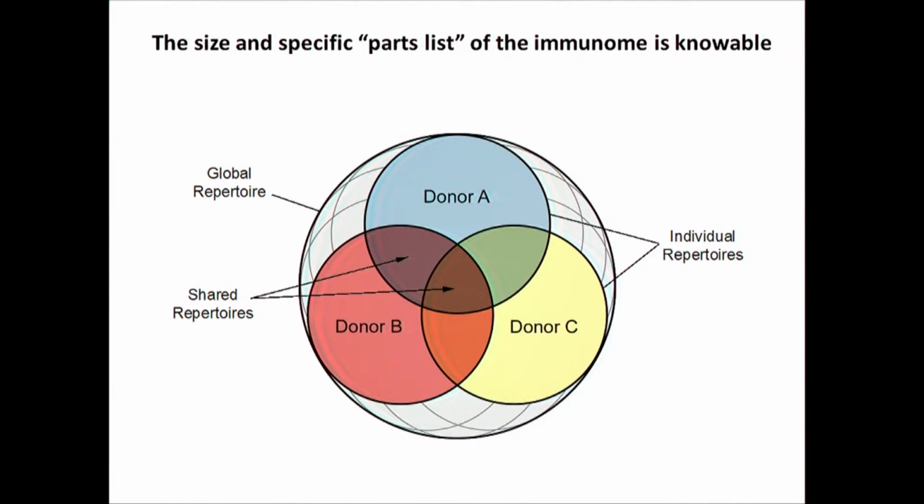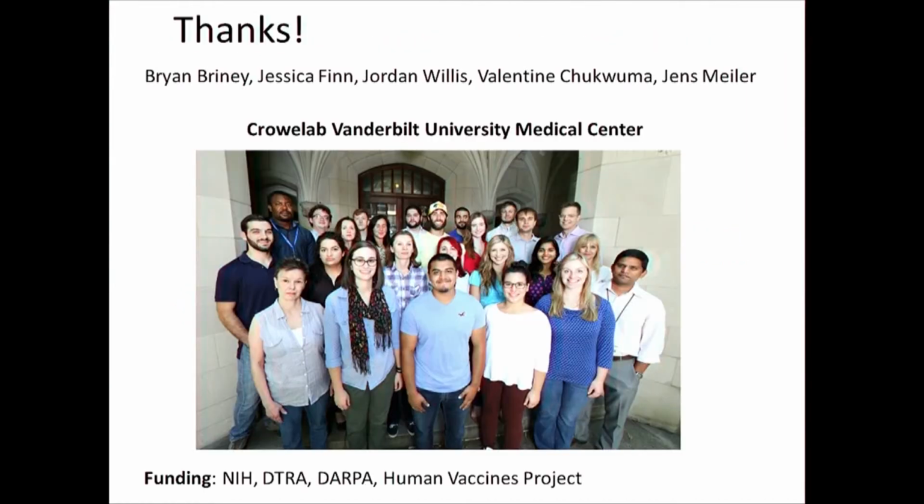And the idea is to do 1 donor, 2 donors, 1,000 donors, and eventually we think we should be able to collect the global repertoire. Lots of folks do this. These are the folks who did the data I showed you directly. This is my group, a very diverse group at Nashville, and the folks that give us money. So thanks for listening.